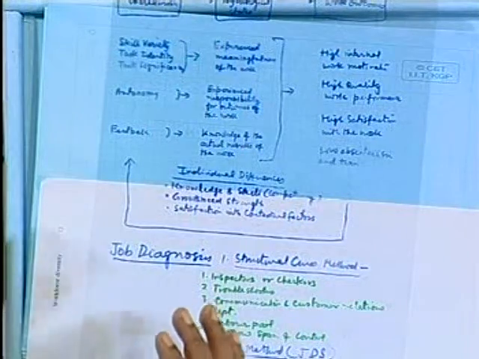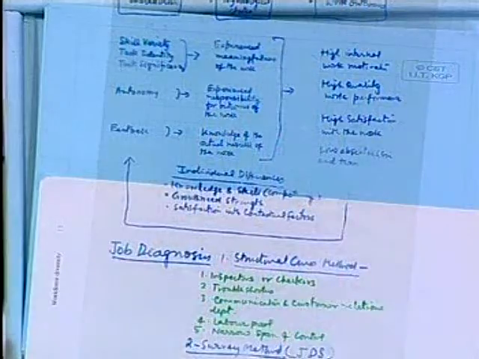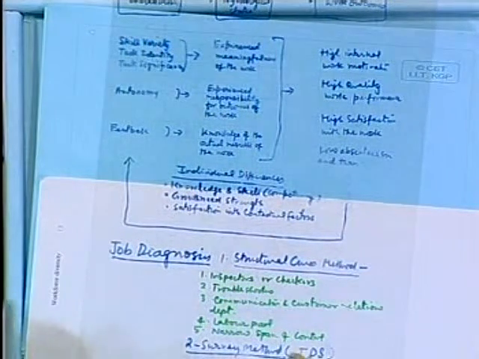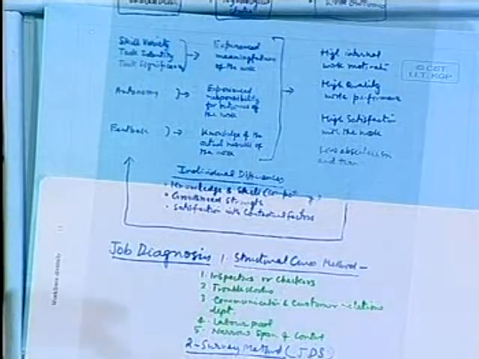And if that is so, what will happen? If you increase the amount of skill variety, you make the task identifiable and significant, it would increase the meaningfulness of the work. People who are going to perform the job will find it more meaningful, more challenging, more interesting, more attractive. And if you give them autonomy, then they will feel more responsible and accountable to perform the job. Similarly, another important factor, that is feedback.